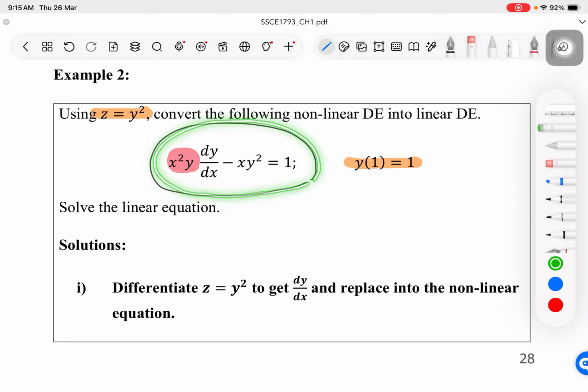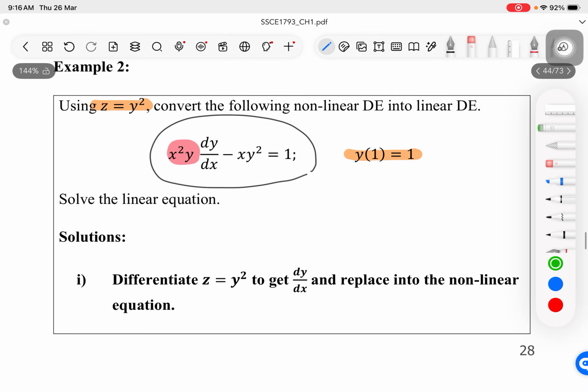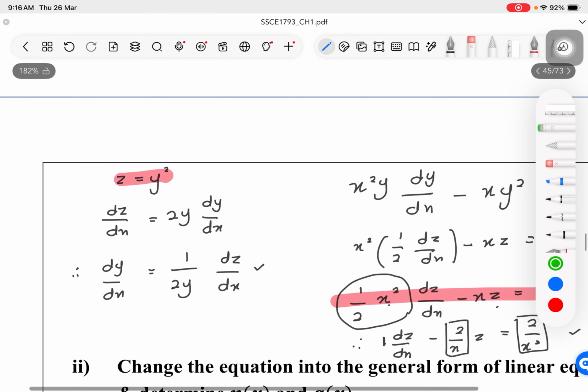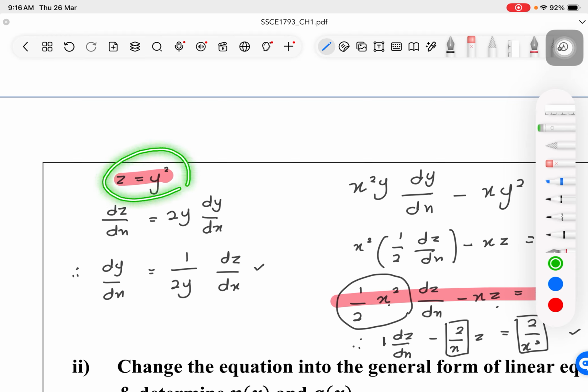Why? First thing first, the coefficient of dy/dx here is not equal to 1. Once you have the right substitution, z equals y squared, what you need to do first is differentiate. Differentiate this one with respect to x for both sides.